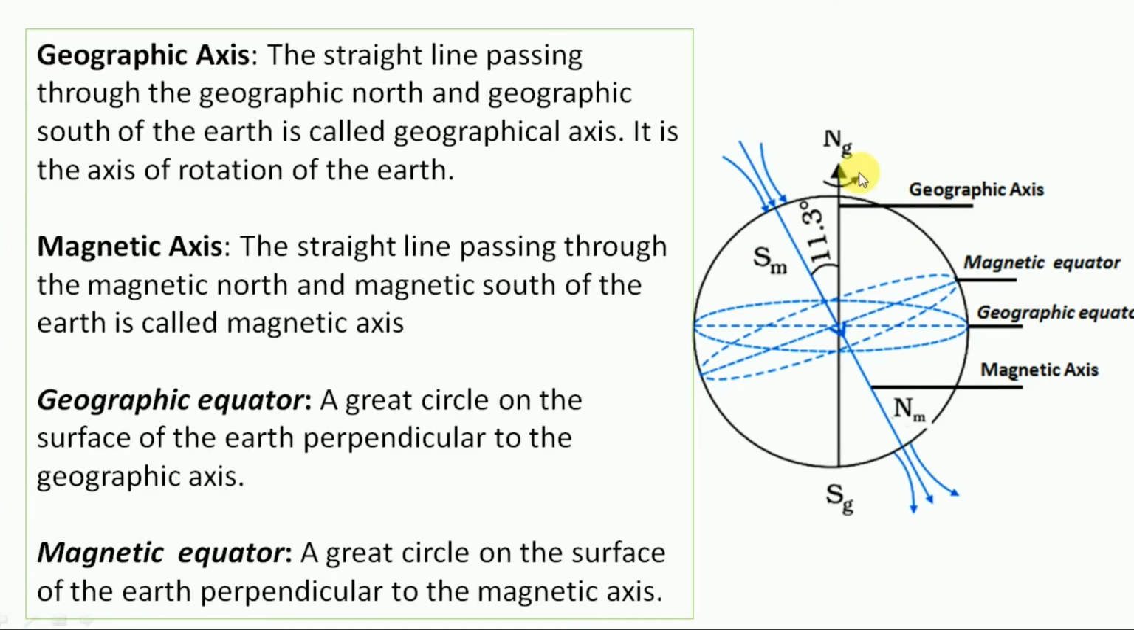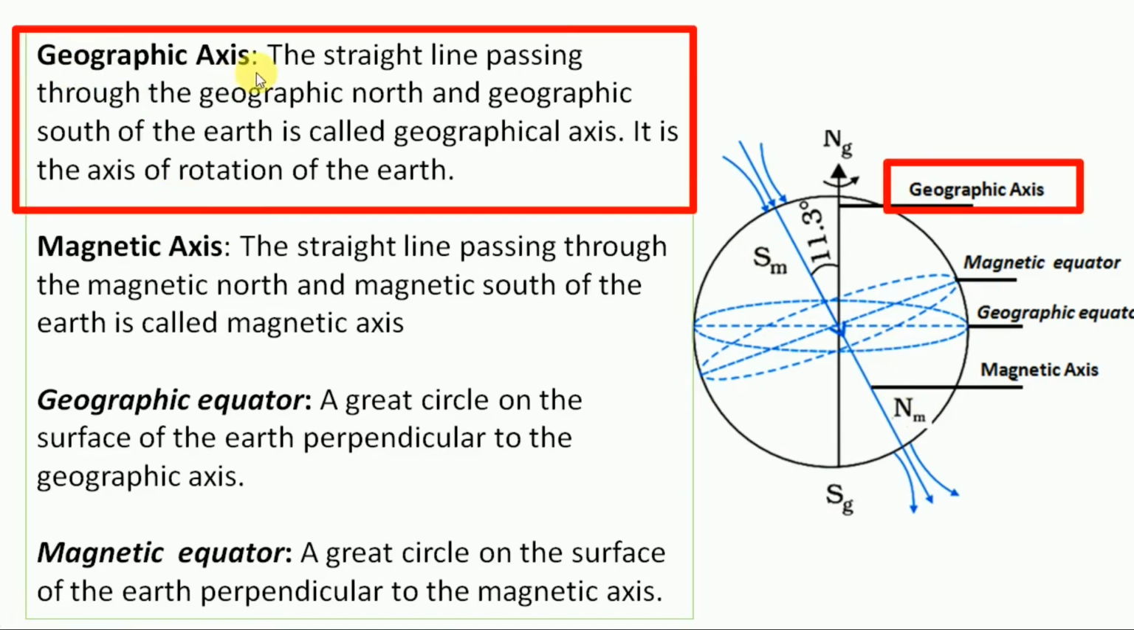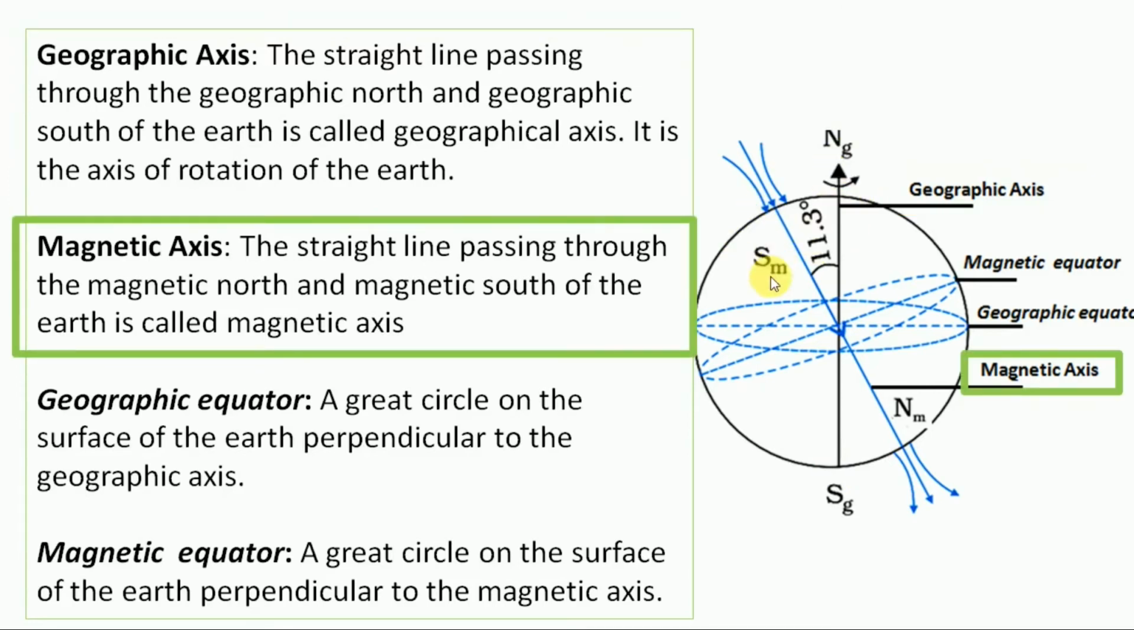So in this picture you can see this is the line joining geographical north and the geographical south of the earth, and this is the line joining magnetic south and magnetic north of the earth. So the first term is geographical axis. The geographical axis is the line joining geographical north and the geographical south of the earth. It is also called the axis of rotation of the earth. So earth rotates through this axis, and the line joining magnetic south and the magnetic north is called magnetic axis.